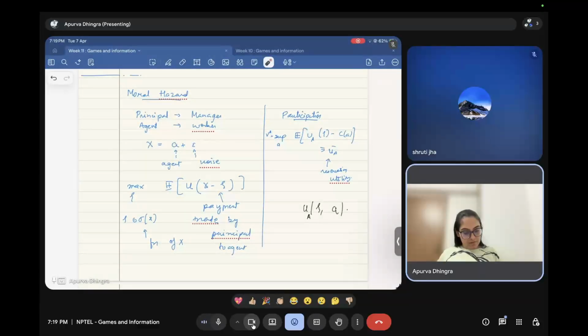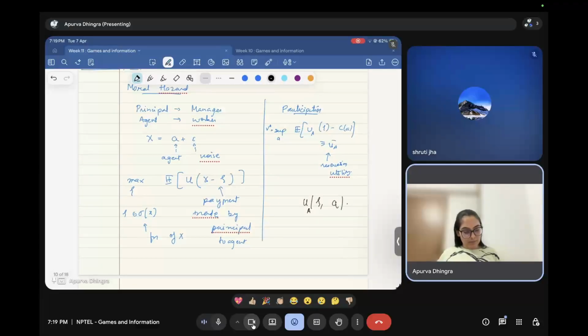Okay, anyway, what he's supposed to do for participation, for him to decide whether to participate or not, is just to check if this quantity is greater than or equal to his reservation utility.